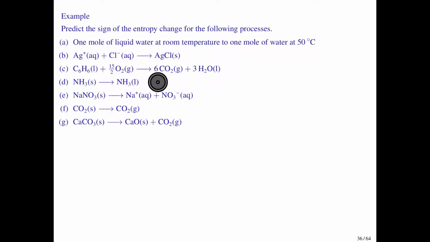For part D, we are melting a solid. We're melting solid ammonia to liquid ammonia. Liquids have a larger entropy than solids, therefore delta S will increase for part D.